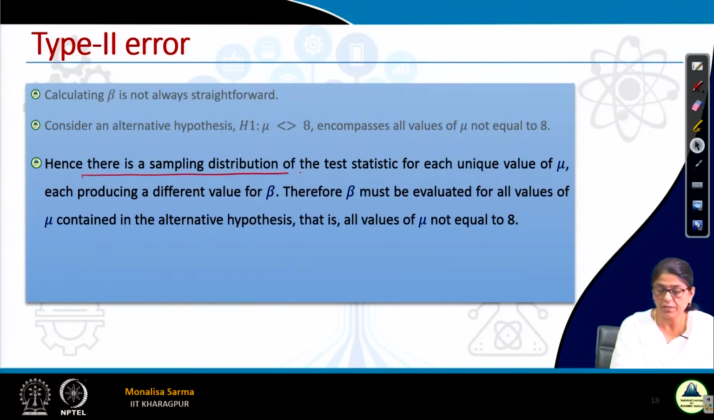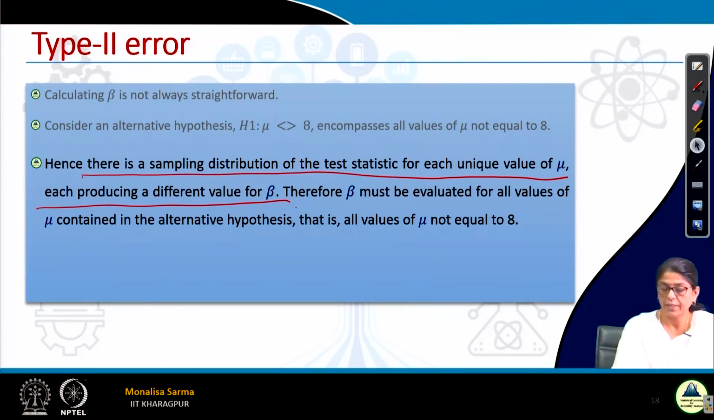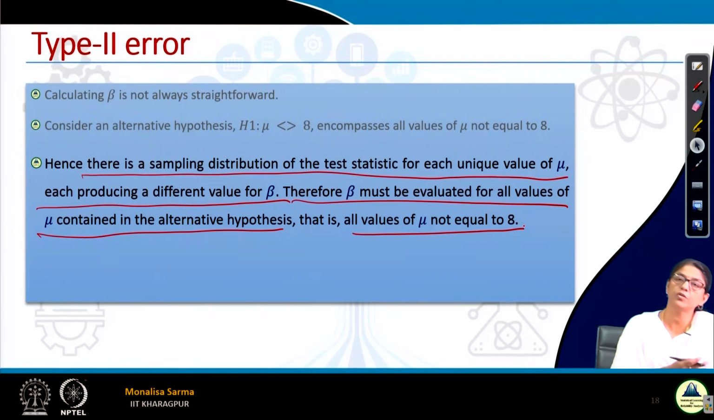Hence there is a sampling distribution for each unique value of mu. For each unique value of mu, there will be one sampling distribution, each producing a different value of beta. Therefore beta must be evaluated for all values of mu contained in the alternate hypothesis, that is, all values of mu not equal to 8. For all values of mu not equal to 8, there can be any value, infinite values, right? So for all values of mu not equal to 8, we'll have to find beta.